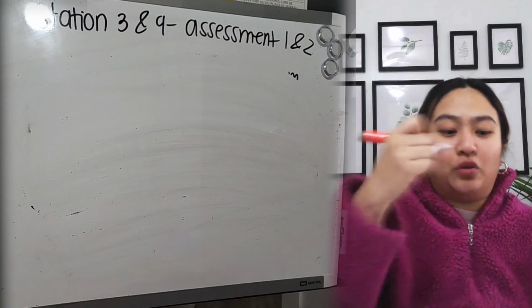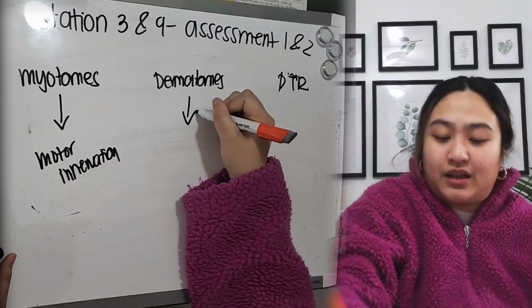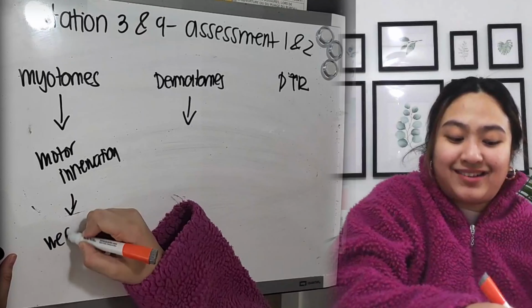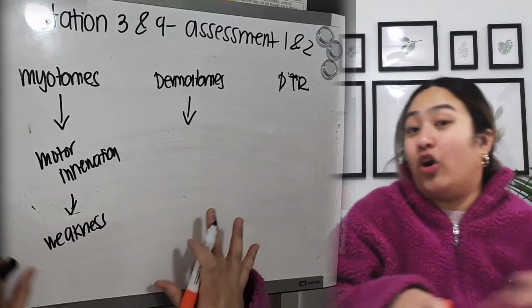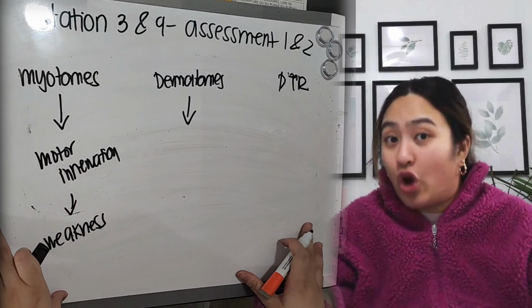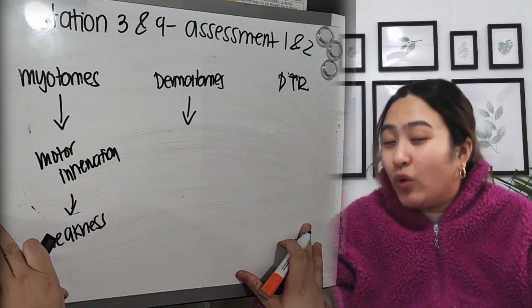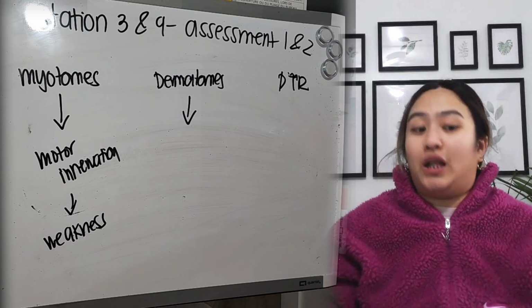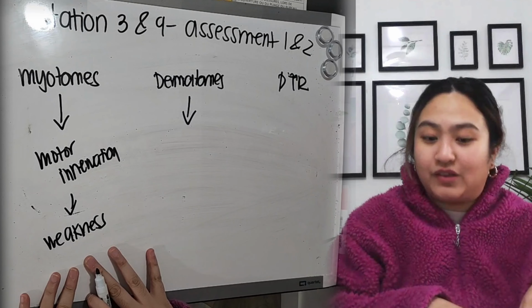dermatomes, myotomes. So we have neurological also. Dermatomes, myotomes, and deep tendon reflexes. Myotomes is for motor innervation. So basically, weakness. By the way, all of these three things are neurological, so you can only use this when appropriate. Meaning, if it's showing you a neurological problem, then definitely go for this one, right?